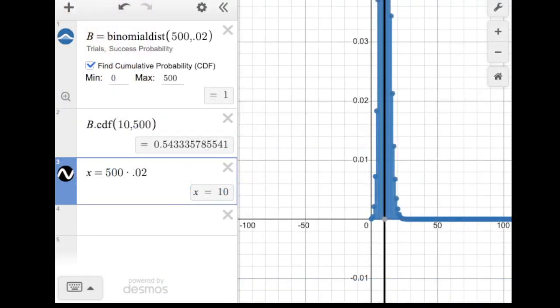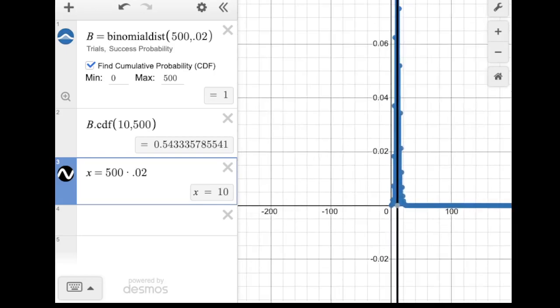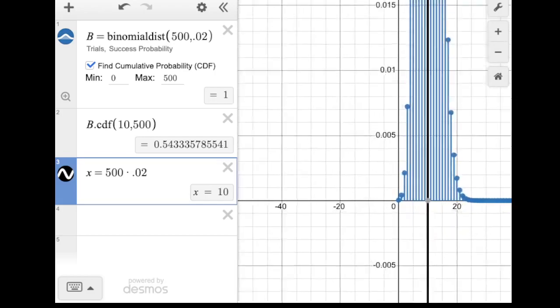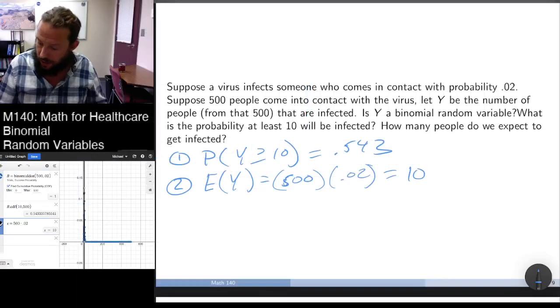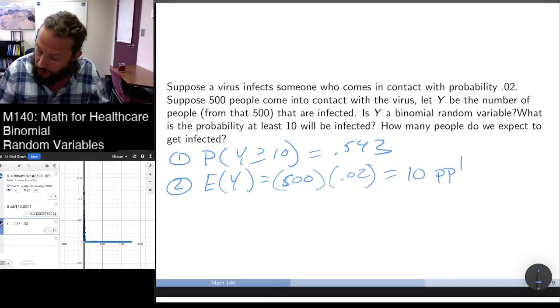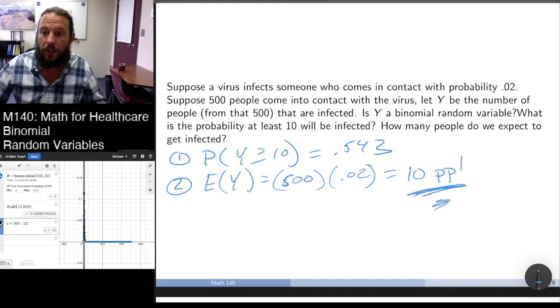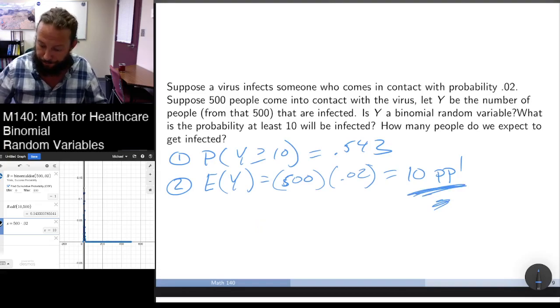Here's my Desmos, and as you remember, where's most of the area? It's over there close to 0, not by the 500 side, and if you wanted to scroll all the way out, we could. There it is, all the way over there. And the expected number of people to get infected is 10, and remember the units: 10 people.